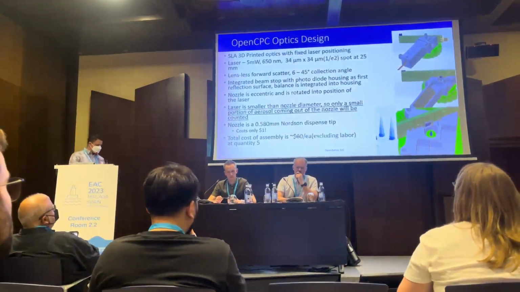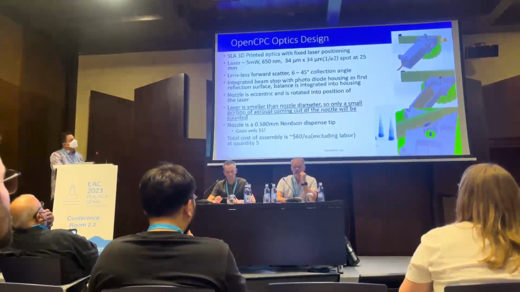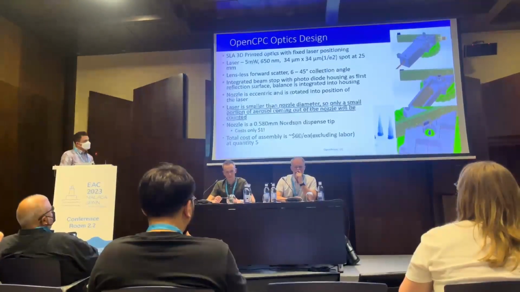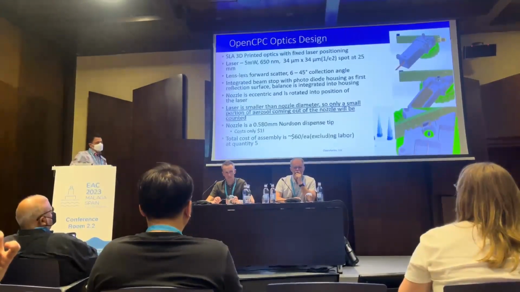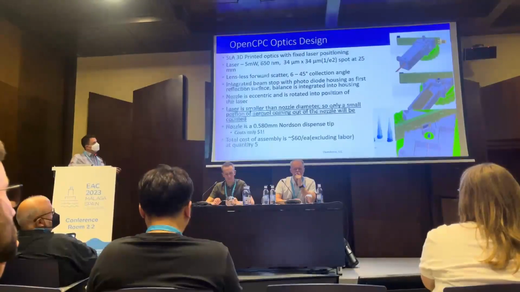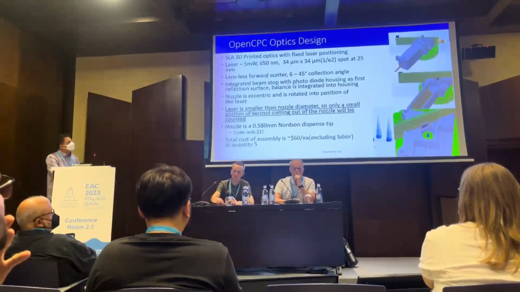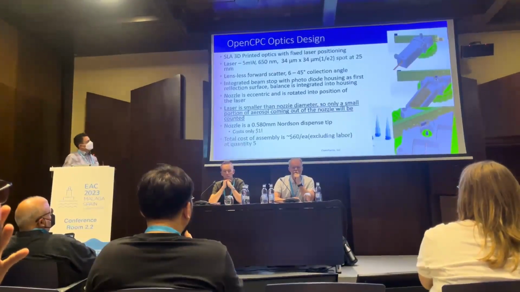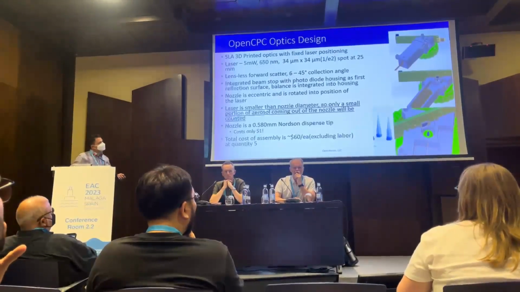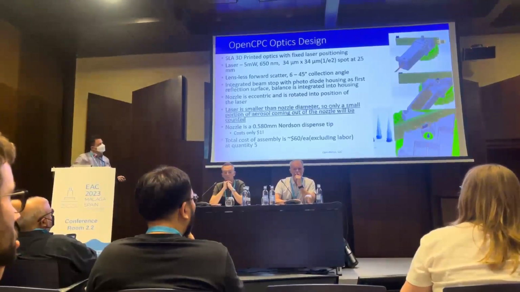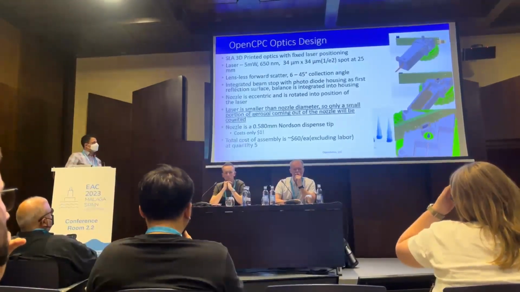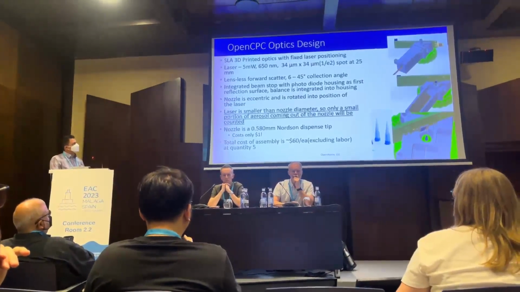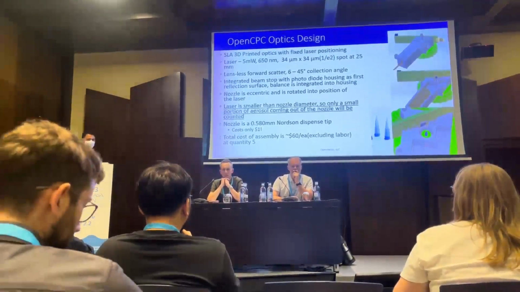So here's the OpenCPC optics design. We use an SLA 3D printed housing. We use off-the-shelf lasers, a 5 milliwatt, 650 nanometer, tightly focused spot, 34 by 34 microns, at a 25 millimeter working distance. The key thing is our lensless forward scattering collection. We actually just collect the forward light scatter right onto a photodiode, so there are no lenses at all. And we capture about 6 to 45 degrees in the polar angle.